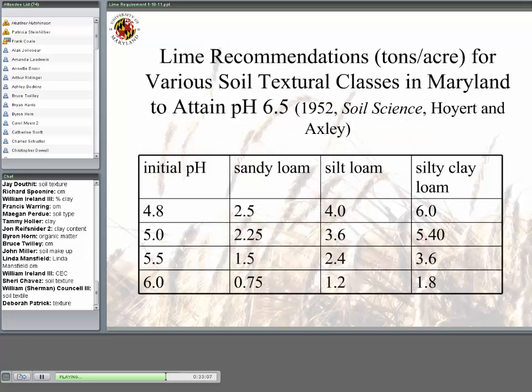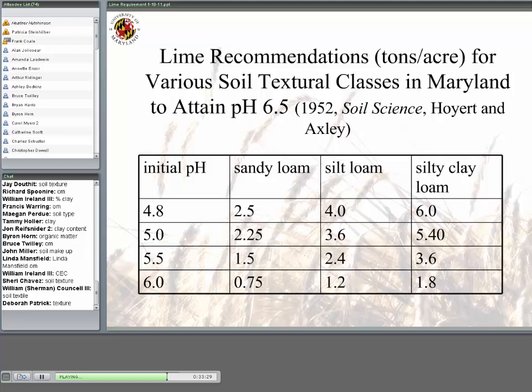Okay, and here's the interpretive table that they published. This was published in the journal called Soil Science, in 1952. It was actually Hoyert's PhD work, from what I can tell. And this is the lime requirement in tons per acre for various textural classes in Maryland, assuming you're going to want a target pH of 6.5.